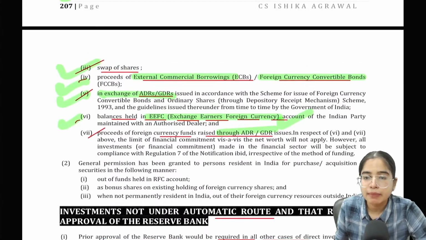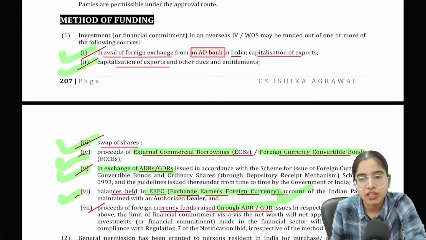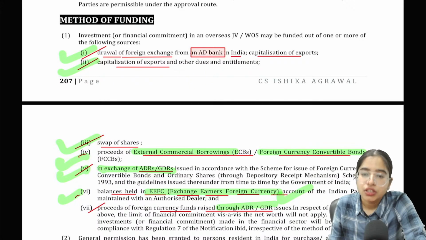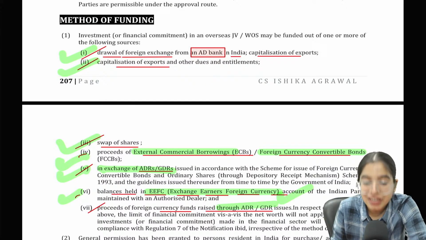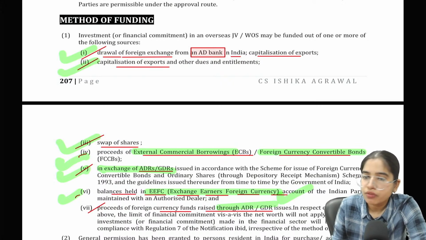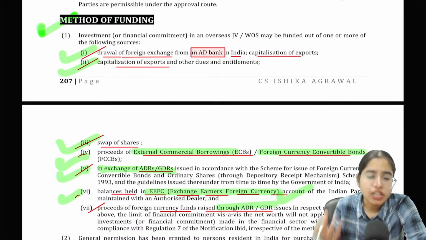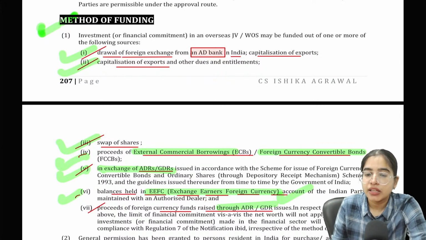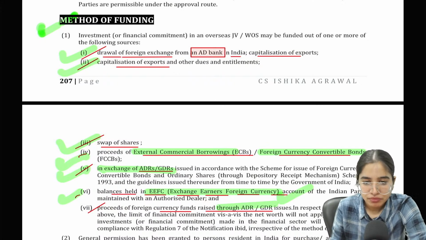Funding methods, which means from where you will bring the foreign currency in order to make investment outside India, in order to make ODI, in order to make investment in a joint venture or wholly owned subsidiary outside India. A 3 marks question can be asked from this method of funding. So you can remember any 4 to 5 points from this, right?